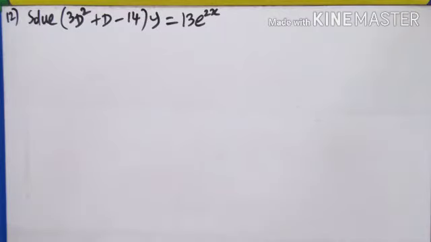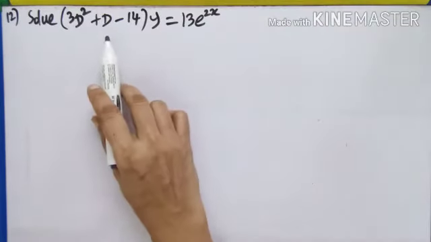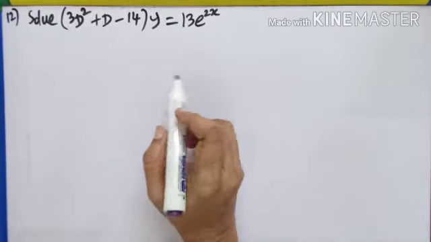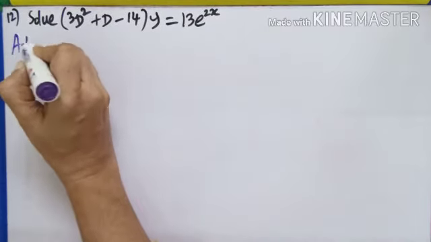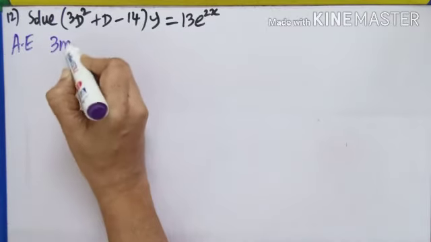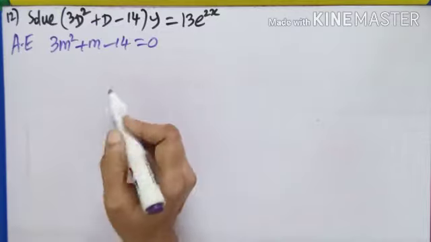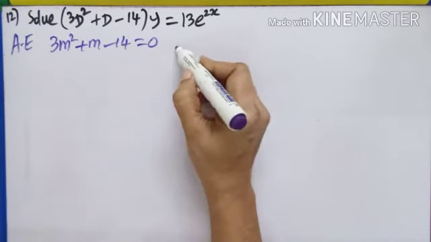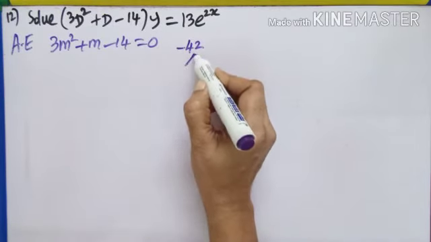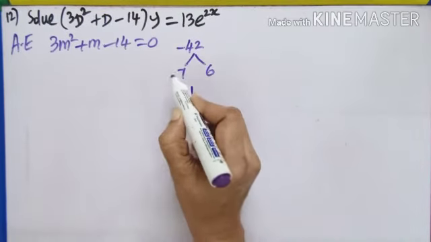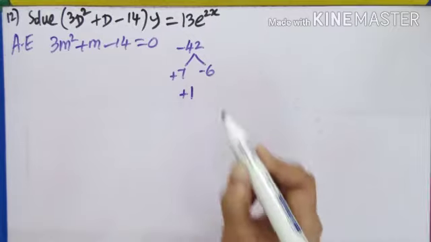Question number 12. Solve (3D² + D − 14) y = 13 e^(2x). We write the auxiliary equation 3m² + m − 14 = 0. 3 into −14 is −42. We need a sum of 1, so obviously 7 and 6, plus 7 and minus 6.